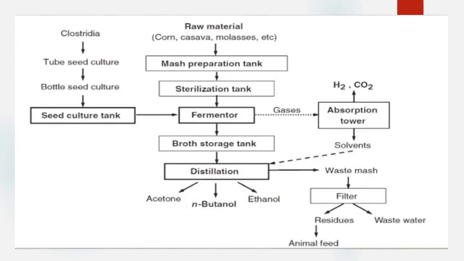The production flow diagram. Once the raw material and media formulation have been identified, the raw materials are taken into account, and the first step is the pre-treatment. It is done in the mash preparation tank. All the raw materials are crushed and converted into fermentable sugars. Then they undergo the sterilization process, and then it is fed into our production fermenter.